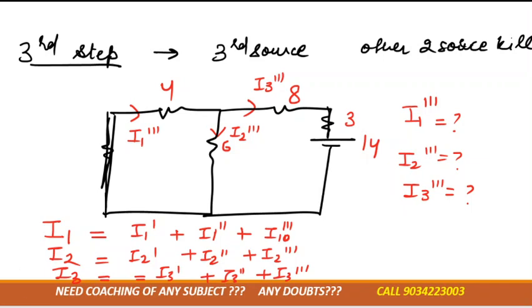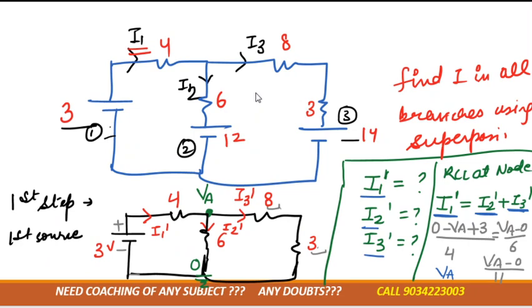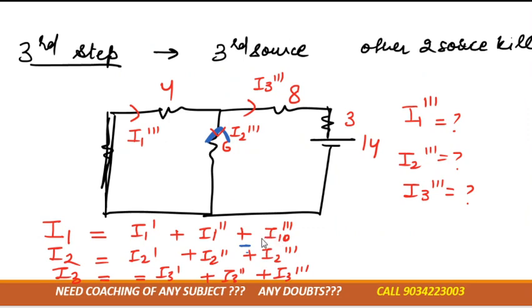If I change any direction, suppose I change this particular direction of I2 triple dash to the opposite side, then what do I need to do? I will take minus I2 triple dash instead of positive. So I suggest that you take each and every direction the same as in the main circuit diagram. Then you have to add positive only. If you change any direction, then in that case you have to take negative for that particular direction. Okay.